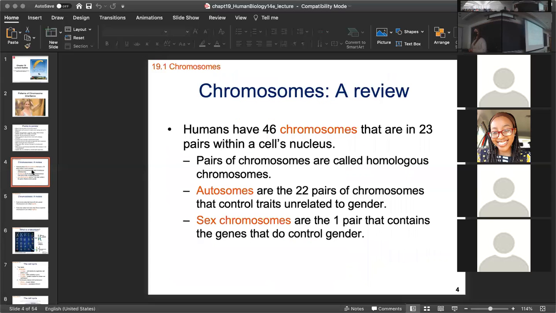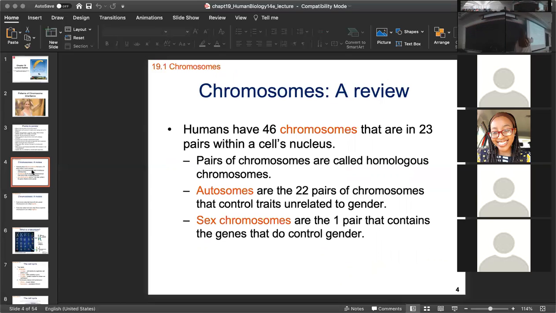All right. The autosomes are the 22 pairs of chromosomes that control traits that are unrelated to gender. Okay, and by gender meaning just the X and Y chromosomes. So when we talked last week about autosomal dominant and autosomal recessive, this word autosomal or autosome, we're talking about the same thing here, okay?